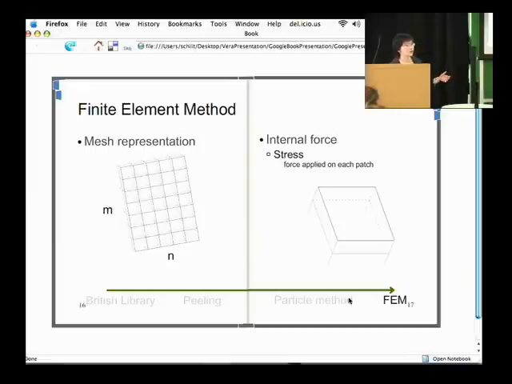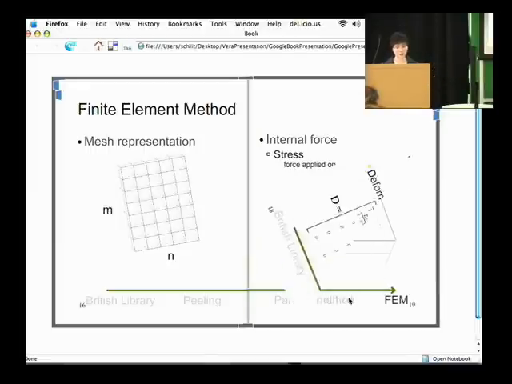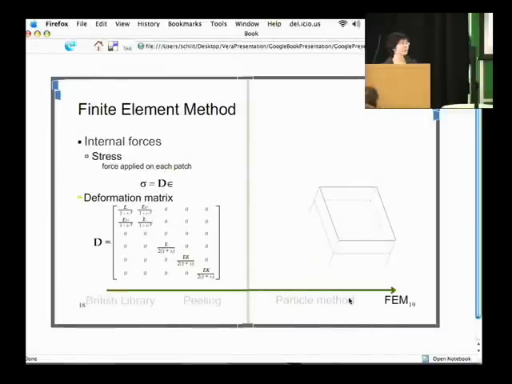So the first internal force is the stress. This is the force that we apply on each patch. It can be calculated by multiplying the deformation matrix with the strain. So strain is just the deformation of the paper. And the deformation matrix characterizes the stress-strain relationship. This matrix defines how the paper should react under certain forces. It's defined by 3 constants: the Young modulus of elasticity, the Poisson's ratio, and the shear correction value.